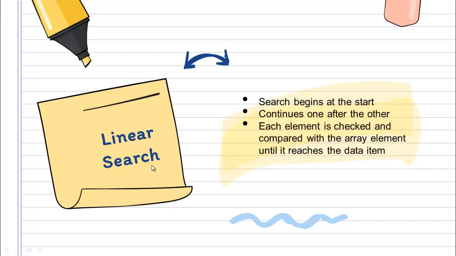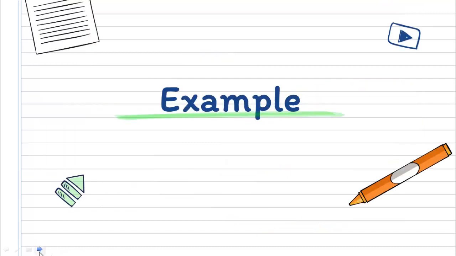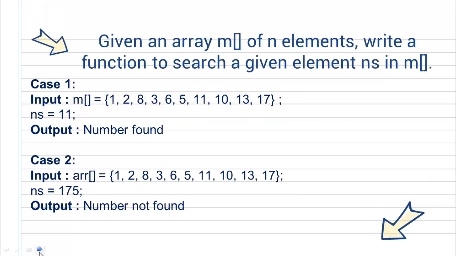So, linear search. What is linear search? In linear search, the search begins at the start, that is on the left hand side, and it continues one after the other, and each element is checked and compared with the array element until it reaches the data item. So that means an array item is given and the search is checked with each and every element of the array.